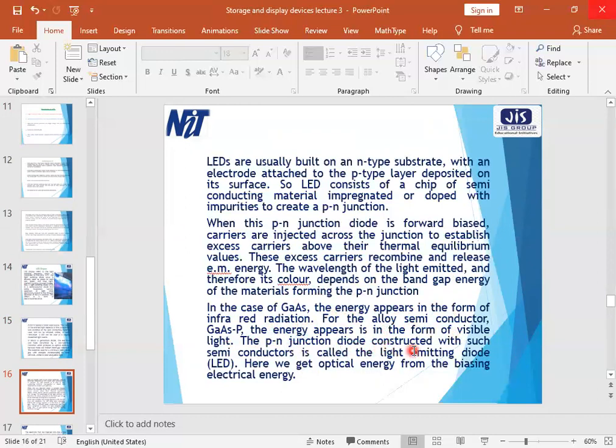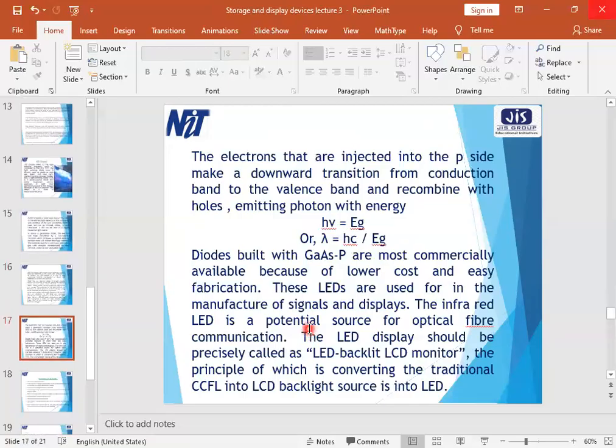The PN junction diode constructed with such a semiconductor, that is gallium arsenide phosphide, is called the light emitting diode, because we get optical energy, that is light energy, during forward biasing. I described how the electrons will recombine with the holes to give the light energy.